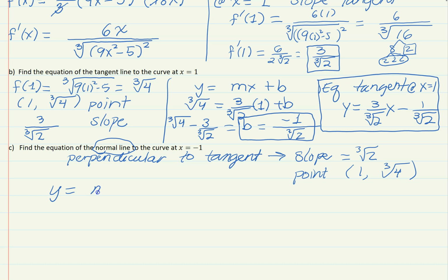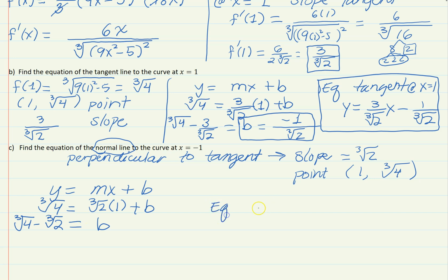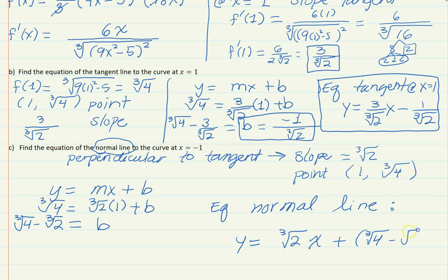So y equals mx plus b. Y is cube root of 4. M is cube root of 2. X is 1 plus b. So b is just cube root of 4 minus cube root of 2. And there is nothing you can do about that. So the equation of my normal line is y equals cube root of 2, that's the slope, times x, plus b, which is cube root of 4 minus cube root of 2. Not very nice looking, but the concept is there.